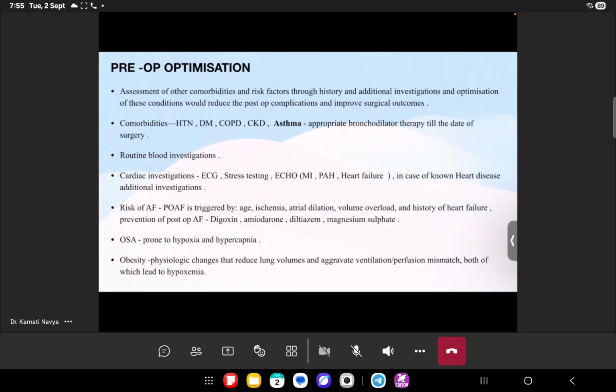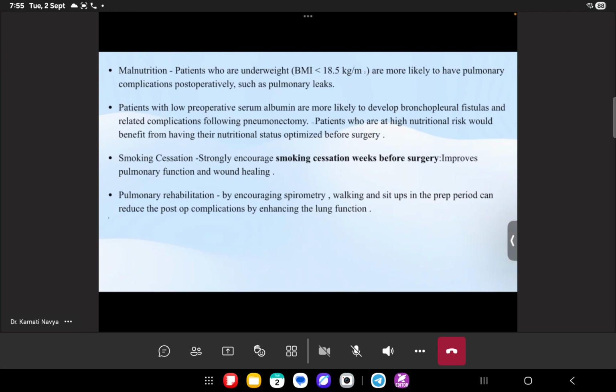In obstructive sleep apnea, patients are usually prone to hypoxia and hypercapnia, and most of them must be on CPAP. So, evaluating them pre-op would help in assessing them post-operatively with CPAP. In obesity, the physiological changes reduce the lung volumes and aggravate the ventilation perfusion mismatch, both of which lead to hypoxia, but usually not that significant.